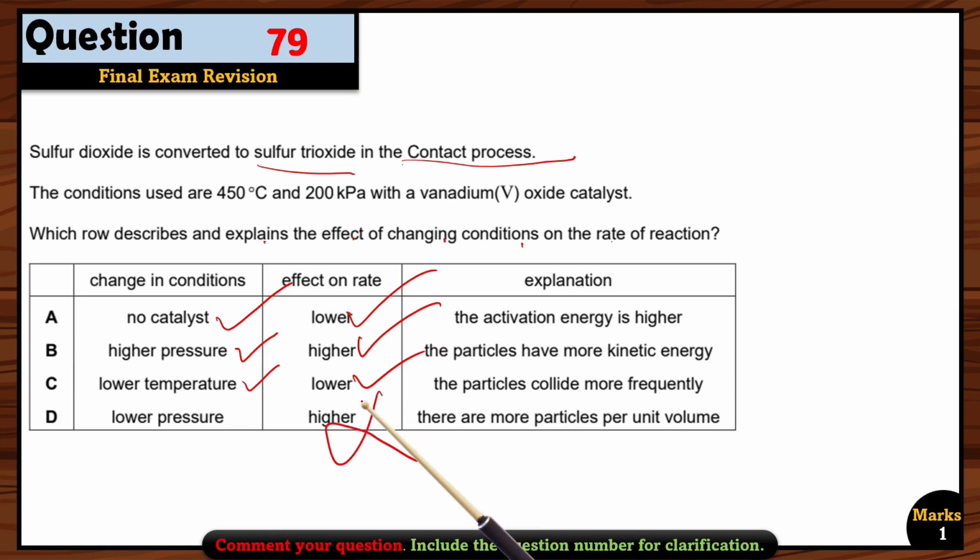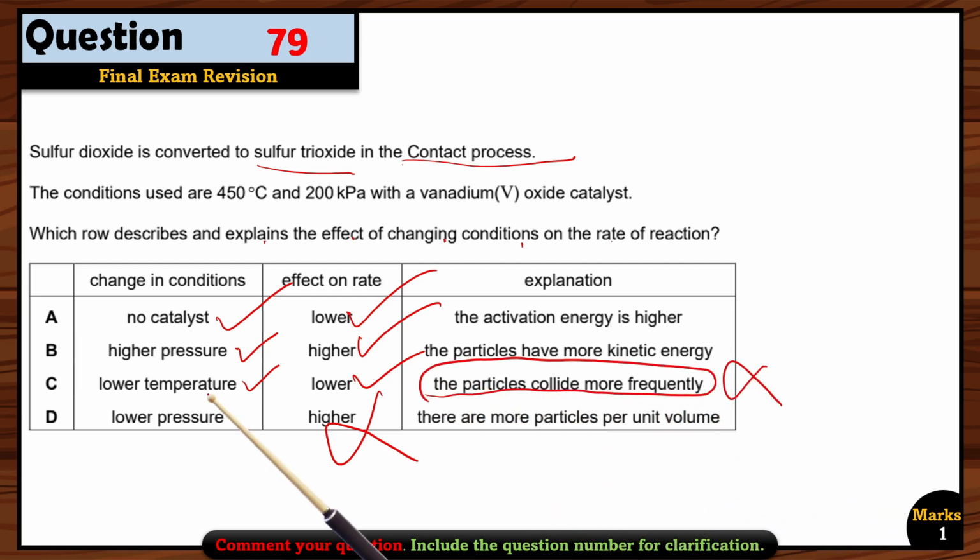Now let's see the explanation. First explanation, we can start here. Lower temperature, lower the effect on the rate of reaction. So the rate of reaction will be lower. Why? Because now the particles will have lower energy, right? Because temperature increases the energy of the particles. If you see, what is the explanation? The particles collide more frequently. Wrong. If you are lowering the temperature, the particles will have less energy. Now they cannot collide more frequently. That's why the rate of the reaction is lower. So this explanation is contradictory with option C.